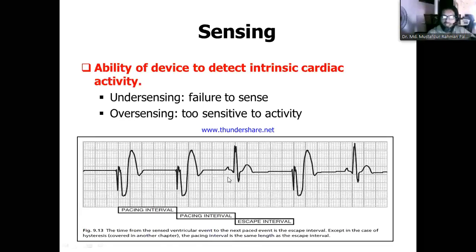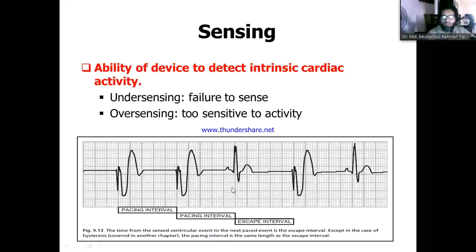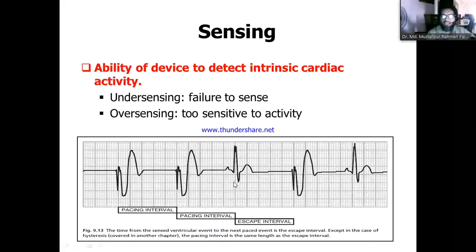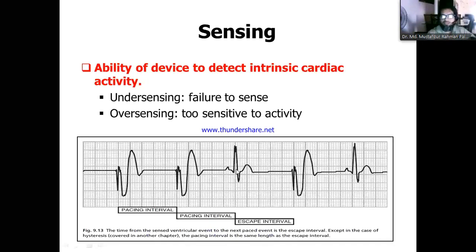Absolutely, it is timing. So here it is not pacing. It is the intrinsic beat here, it is not paced. Just observe, it senses the beat, no pace. So this is the sensing capacity. And again, from this depolarization, it will fix the timing according to the pacing interval. So from this point, again, after a definite interval, it will pace and it will reset.